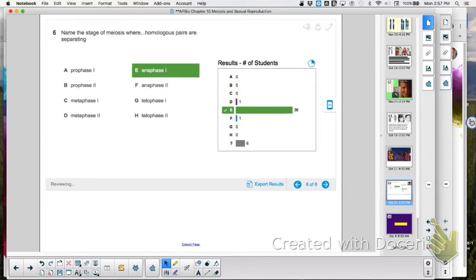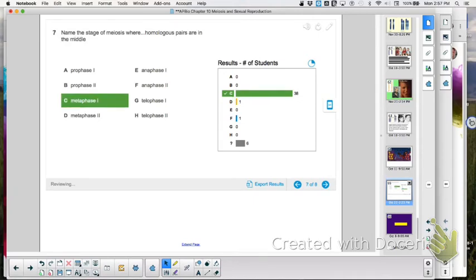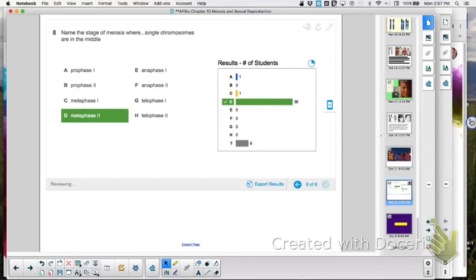Okay, number 6, name the stage of meiosis where homologous pairs are separating. And that's just going to be always anaphase 1, because that's the only time you have it. Name the stage of meiosis where homologous pairs are in the middle, and then you would say metaphase 1. Okay, and then we're just going to add a layer in here as I work my way backwards with these questions. Name the stage of meiosis where single chromosomes are in the middle. You would say metaphase 2.